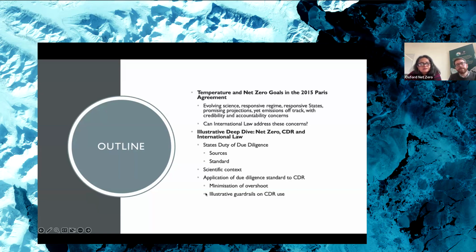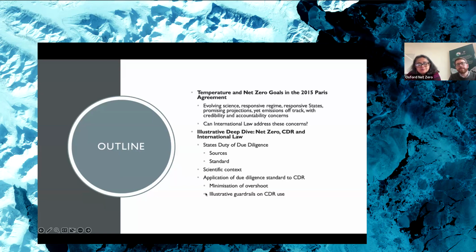Our central question here that we seek to address is whether international law actually addresses any of these concerns, and as I said, we believe it does. We demonstrate this through an illustrative deep dive into the issue of CDR, carbon dioxide removal, and the role that carbon dioxide removal plays in achieving net zero.